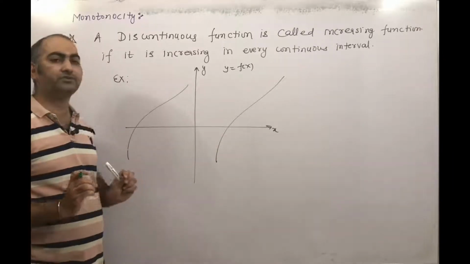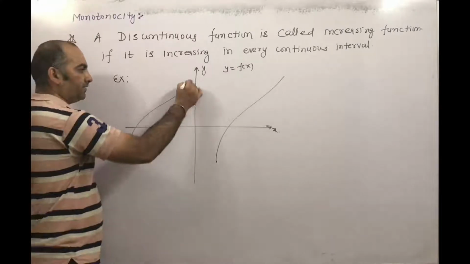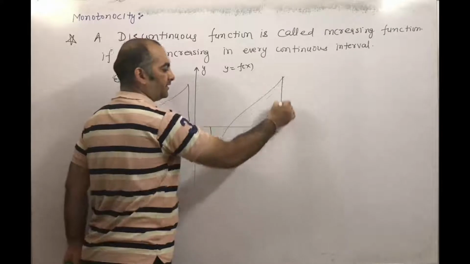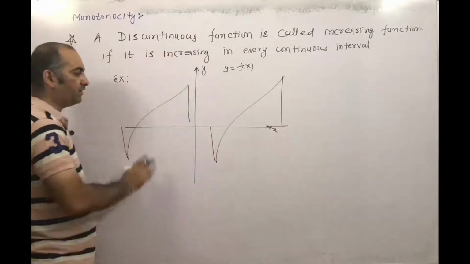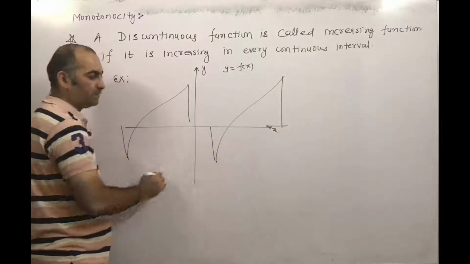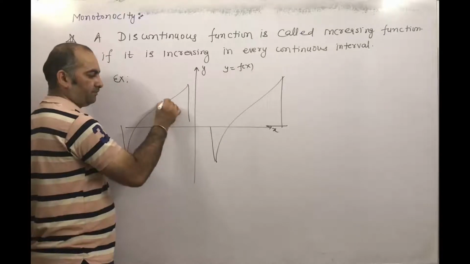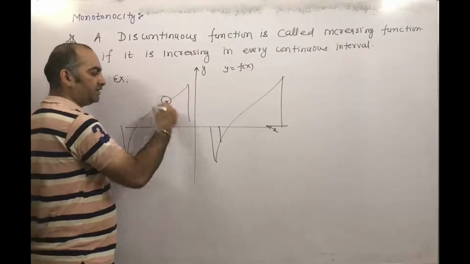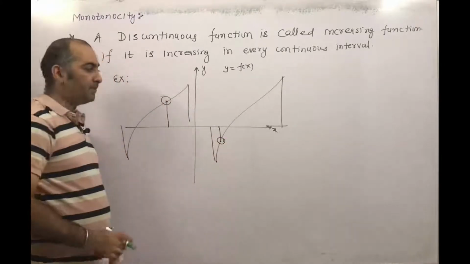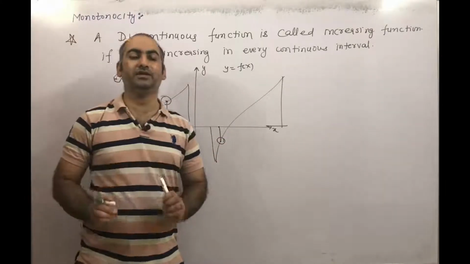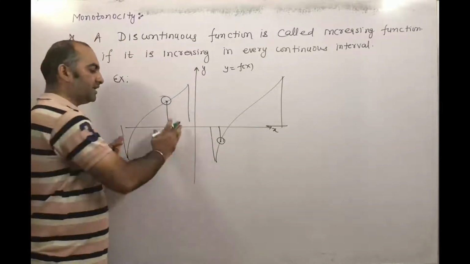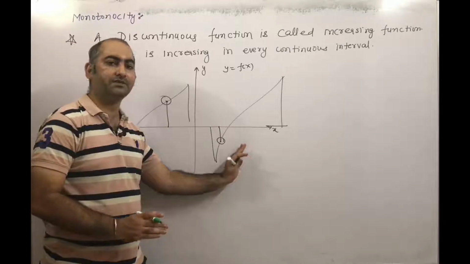So for discontinuous function, what you have to check? In this interval we have to check separately, and in this interval we have to check separately. Okay, we should not compare the values of this interval to this interval. For example, at this point we are getting this value, and at this point we are getting this value. So we can say that this value is greater than this one. Okay, but for checking increasing or decreasing, we should not check this one and this one combined. We should check this one separately, and we should check this one separately.